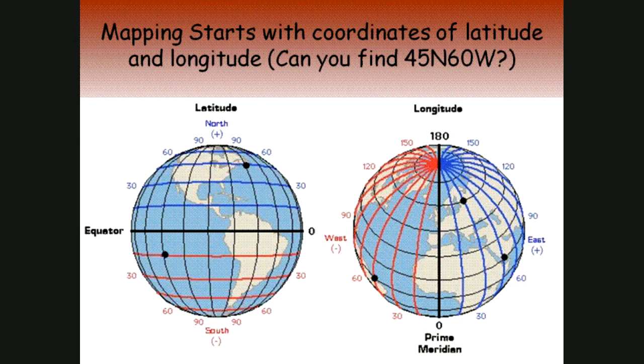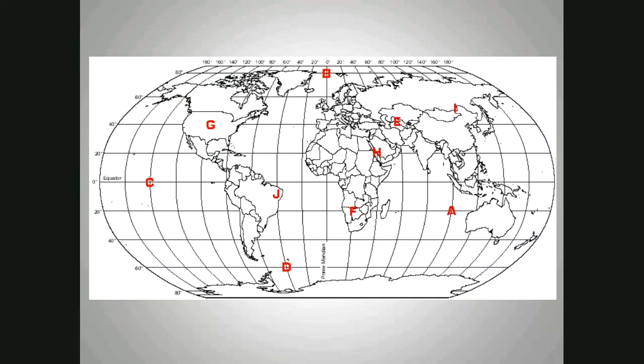Okay, and what do we use it for? Well, a couple of things. For example, if I asked you where the letter C is located, could you say 0 degrees latitude? Yeah, okay. And would you say 140 degrees west longitude? Okay, so you know how to do that.